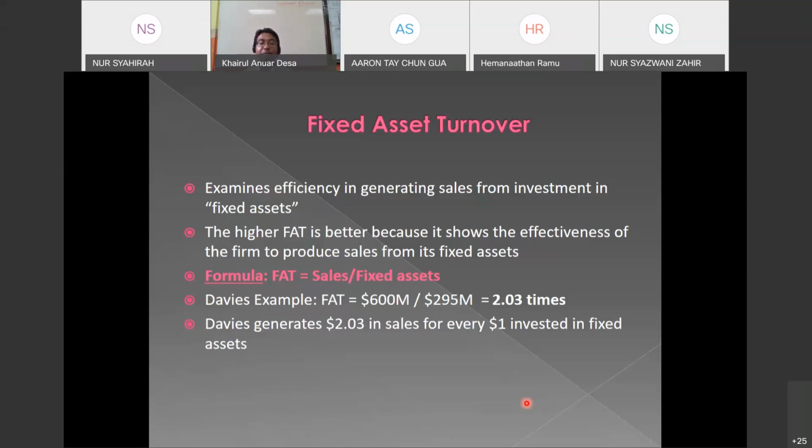How about our company now in fixed asset turnover? Is it okay or not okay?